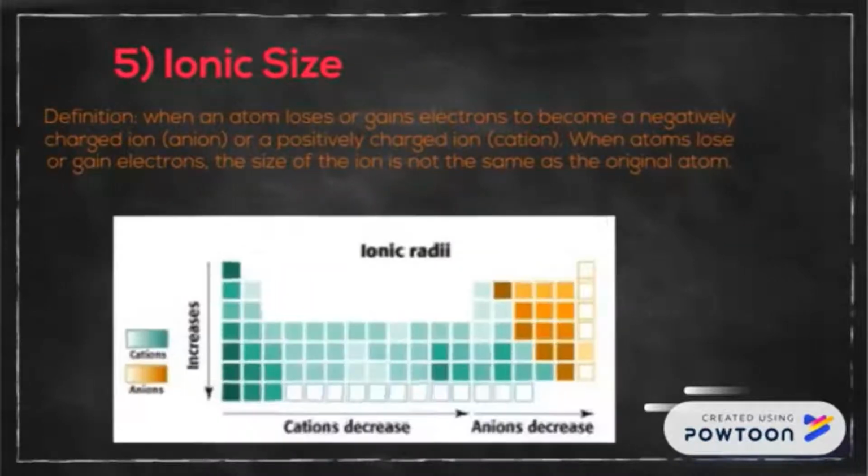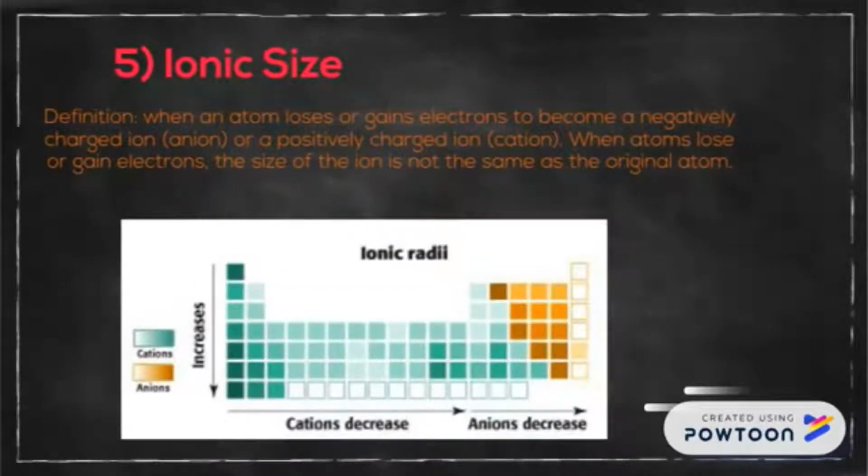Number 5. Ionic size. Ionic size is when an atom loses or gains electrons to become a negatively charged anion, or a positively charged ion, cation. When atoms lose or gain electrons, the size of the ion is not the same as the original atom.